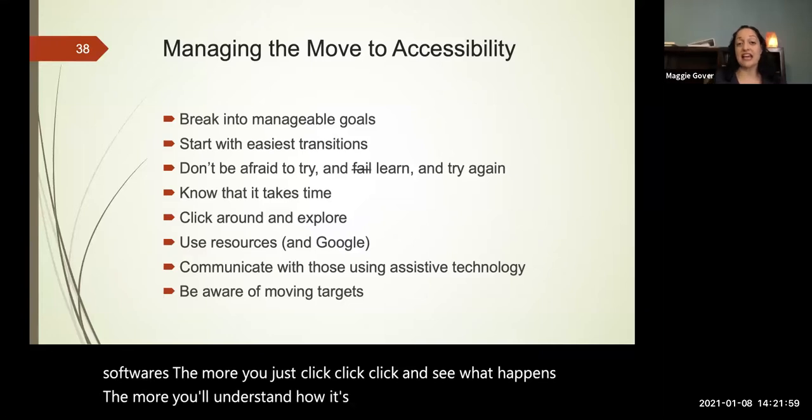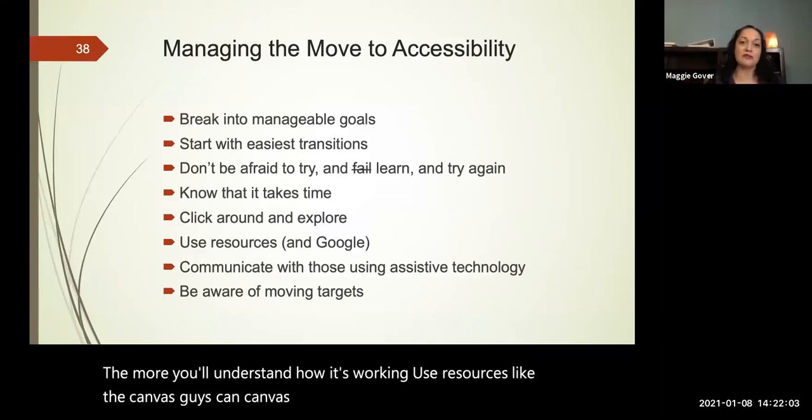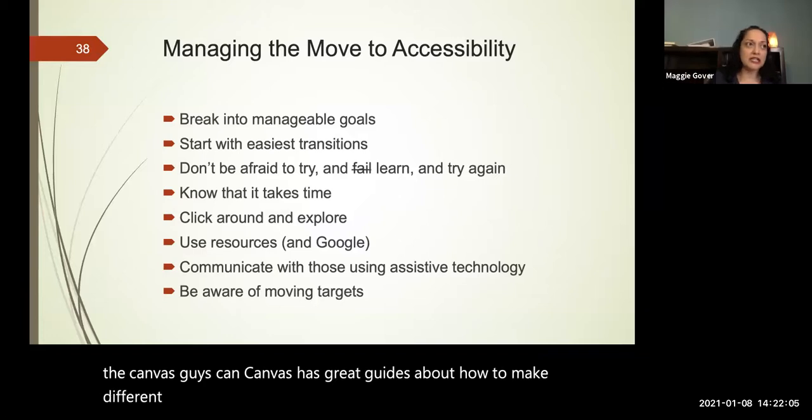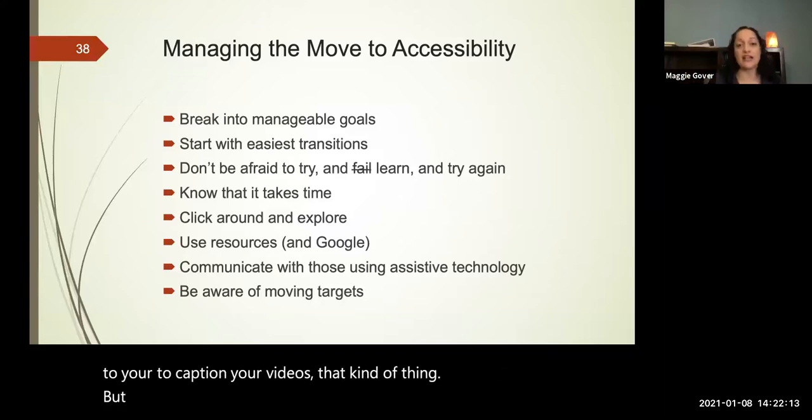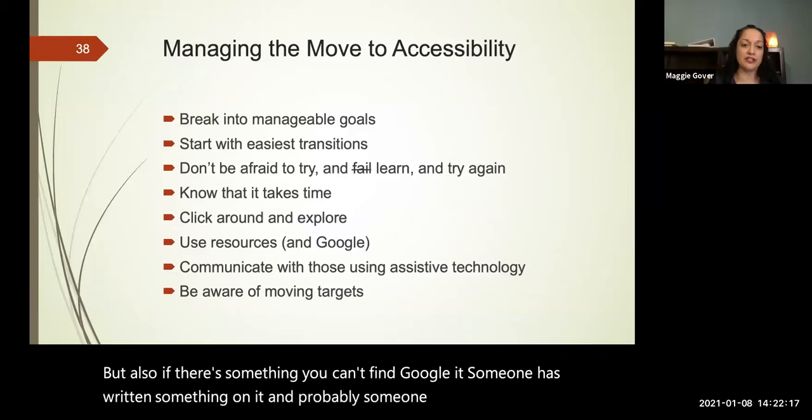Use resources like the Canvas guides. Canvas has great guides about how to make different things accessible, how to upload transcripts to caption your videos, that kind of thing. But also, if there's something you can't find, Google it. Someone has written something on it, and probably someone has done a YouTube video on how to do it and uploaded it to YouTube.